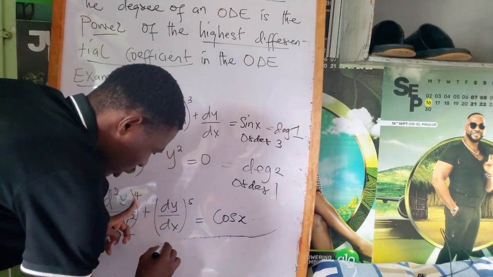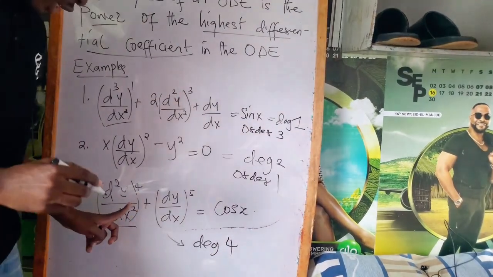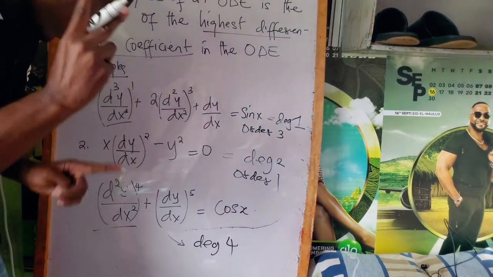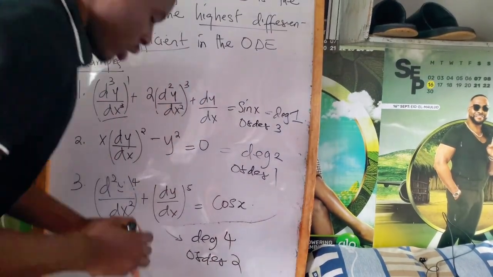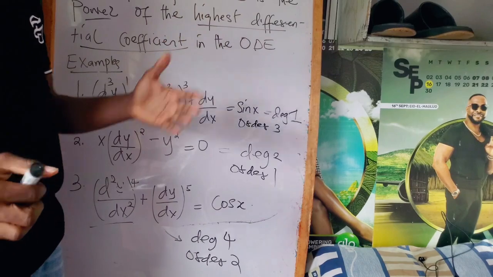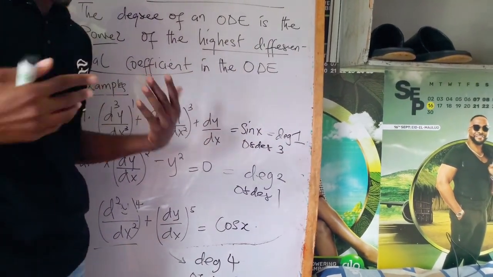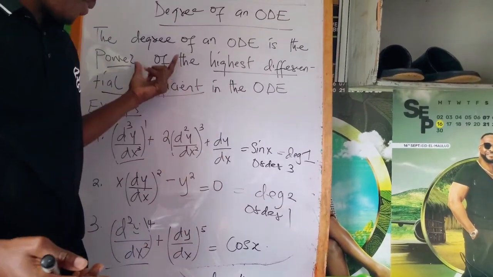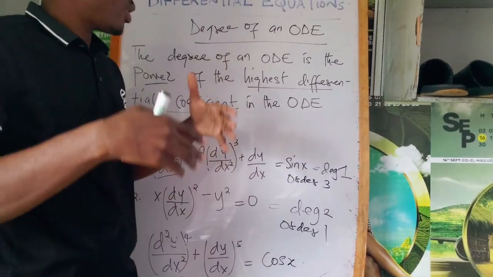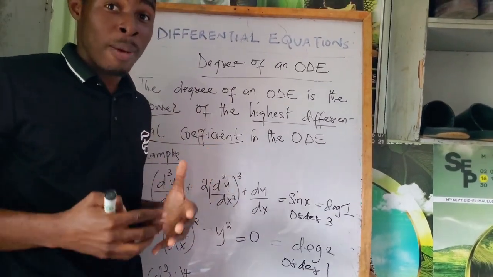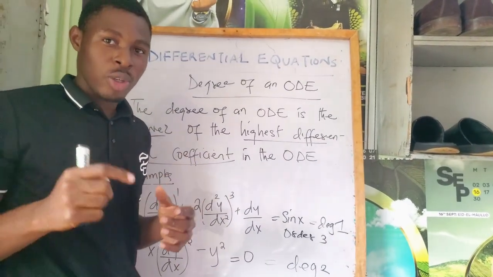So this ODE here is of degree 4, and order 2. So the degree of an ODE is just the power of the highest differential coefficient, and the highest differential coefficient in the equation gives you the order, while the power of that highest differential coefficient gives you the degree. So this is all about the degree of an ODE, and by now I'm very sure you have understood what the order of an ODE is. I'll see you in the next video.